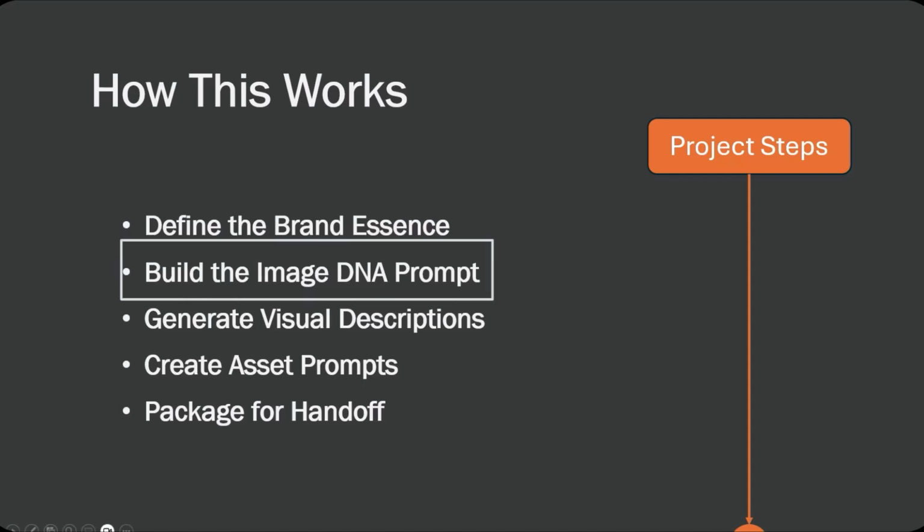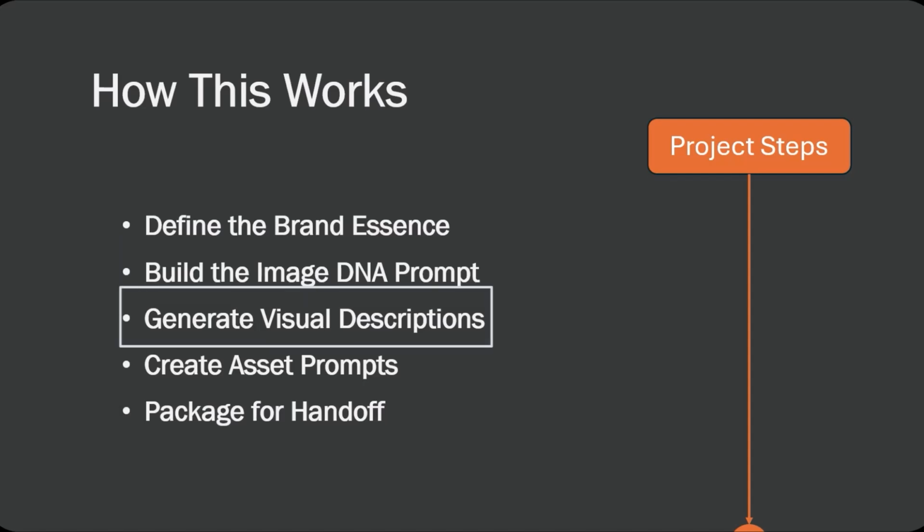Building the image DNA prompt. This is your visual blueprint. This tells the AI how the brand should look, from the logo to photography style. Then we're going to generate the visual descriptions. You use the image DNA to describe all your scenes, your packaging, your merchandising, and anything else.